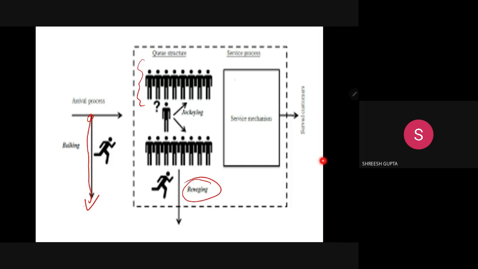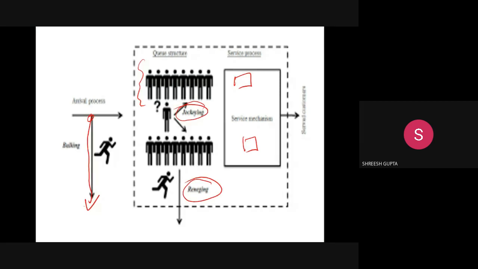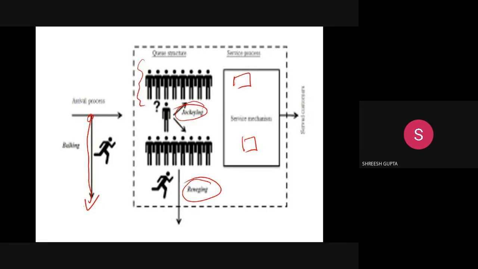Now, if there is a parallel system, we have two queues. It happens many times that the neighboring line is moving faster, and we immediately shift our position to the other line. In that case, what happens? That is jockeying. So all these are customer impatience behavior. You have noticed all these things in practical life. So we will study the mathematical modeling of all these things.